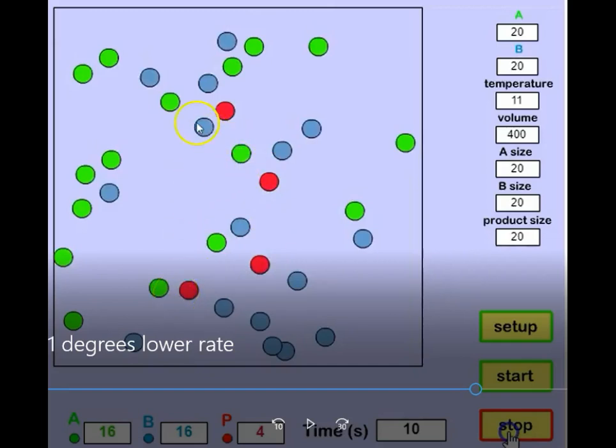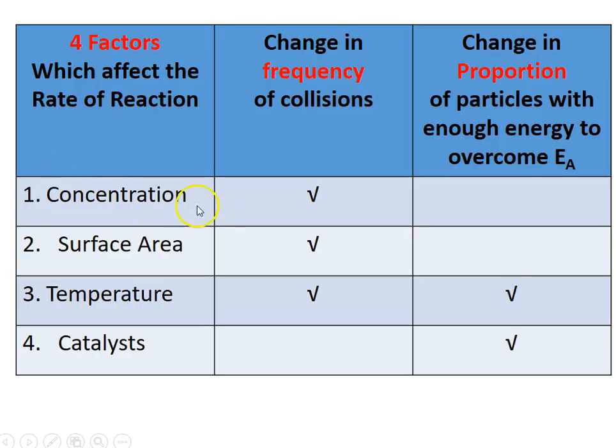Also, not all the particles that collide will result in a successful breaking of bonds in a collision. So there are 4 different factors which affect the rate: concentration and surface area. If you remember these two together, because they're both basically looking at how to speed up the frequency of collisions. Temperature also makes particles move faster, so it speeds up the frequency of collisions, but it also affects the energy that particles collide at, and catalysts lower the energy that's needed. So we're going to look at the frequency of collisions first for these first 3.